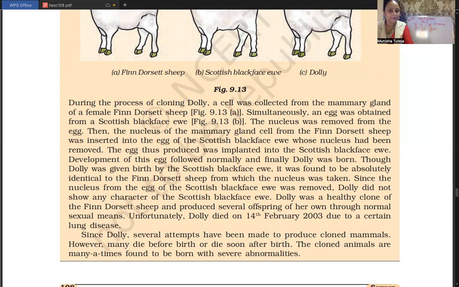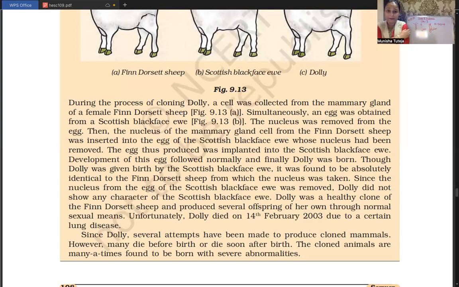And what did we have? We simply put in the nucleus of the other Finn Dorset sheep. We took the nucleus out of the cell of the Finn Dorset sheep and transplanted it into the empty egg, whose nucleus we had already removed. Finally we have an egg whose nucleus we basically changed. We removed the nucleus of the Scottish Blackface and put in the Finn Dorset's nucleus, right? And that egg was finally implanted back into the Scottish Blackface only.